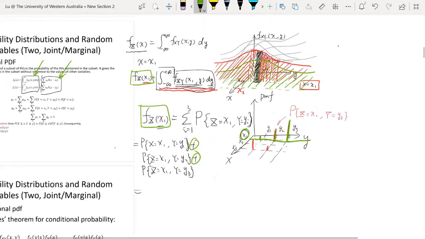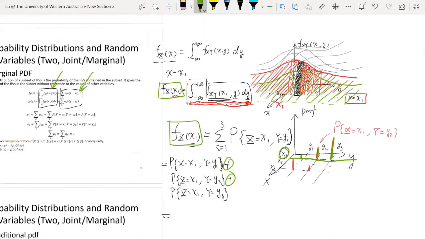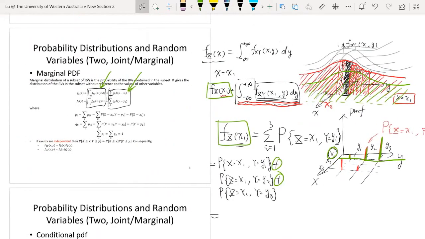Okay, so this is the idea of the marginal PDF or marginal PMF. We just want to use this way to eliminate one random variable from the joint one, so that we can get the distribution of one particular random variable without reference to the other one.